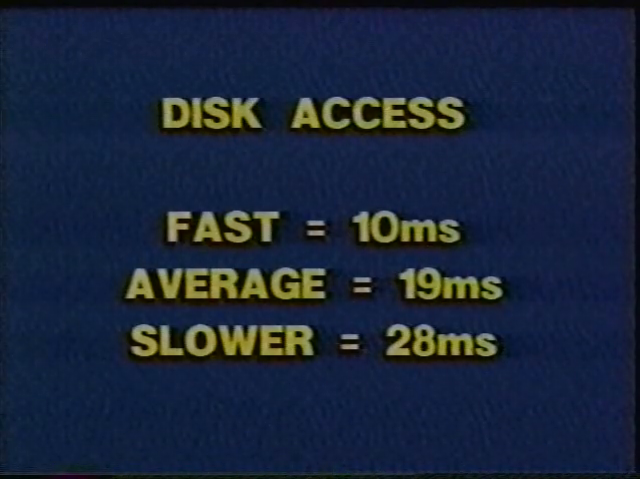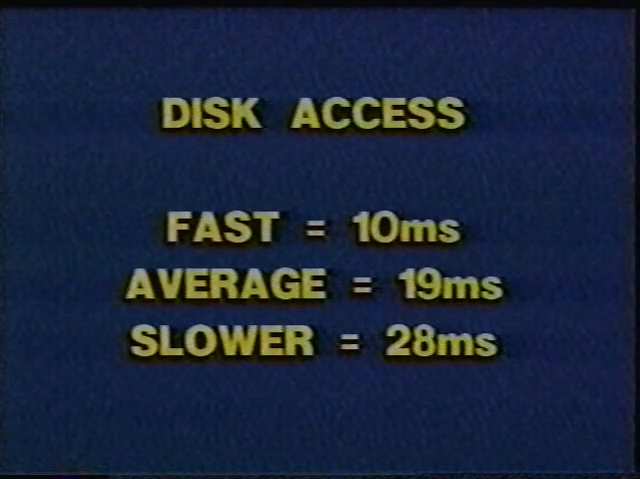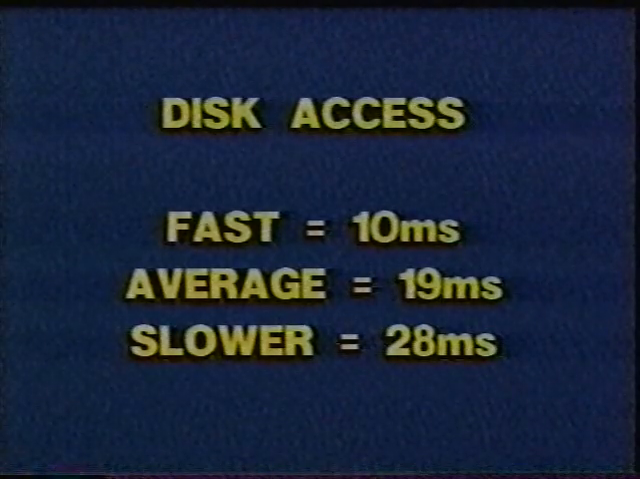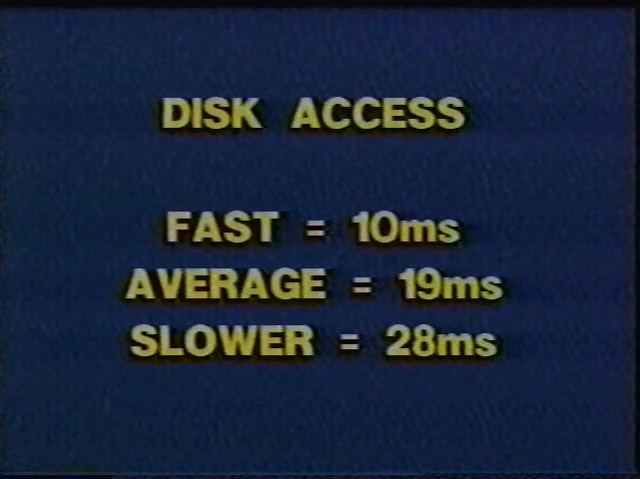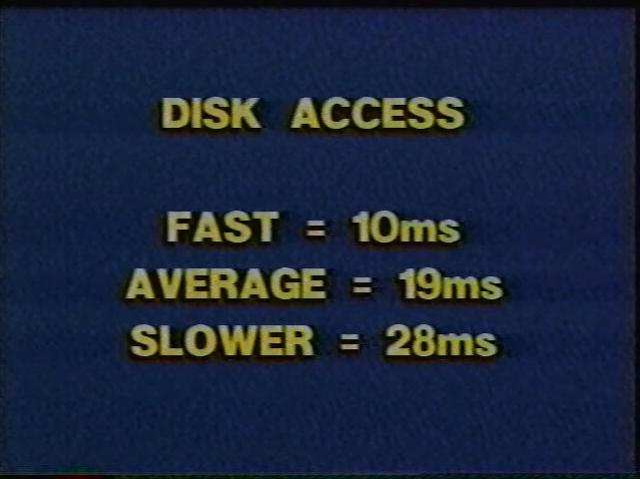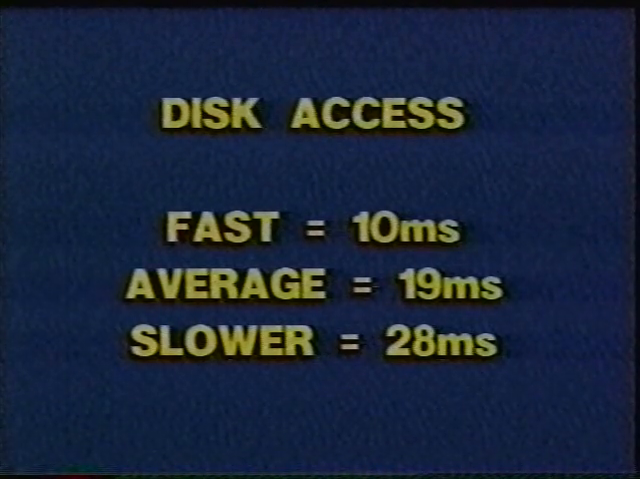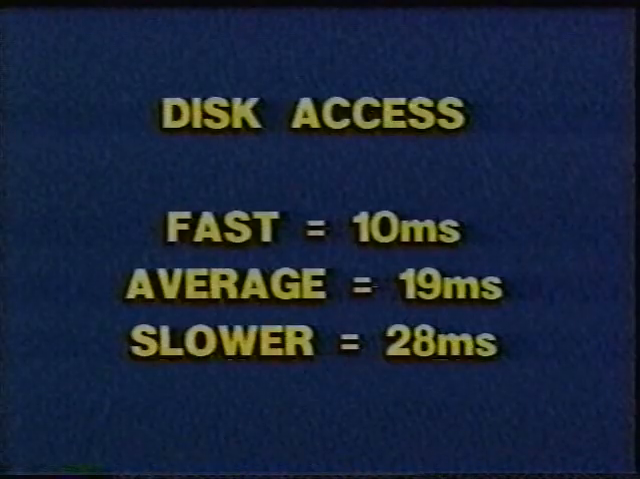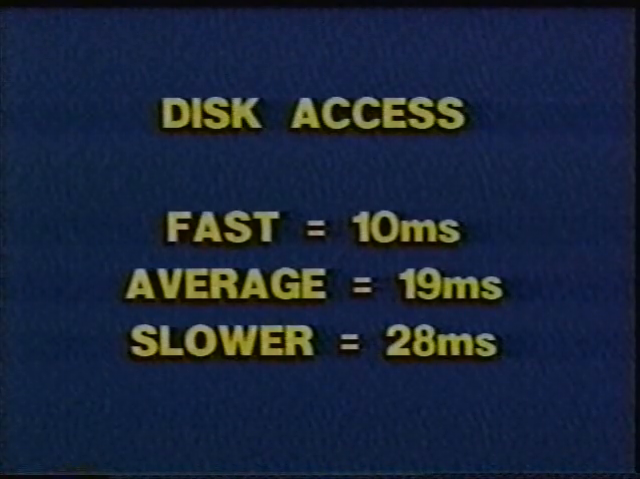Disk drive access time is also a factor in computer speed. Measured in milliseconds, the faster drives will access data in about 10 milliseconds. The average speed is around 19 milliseconds. The slower drives are approximately 28 milliseconds.